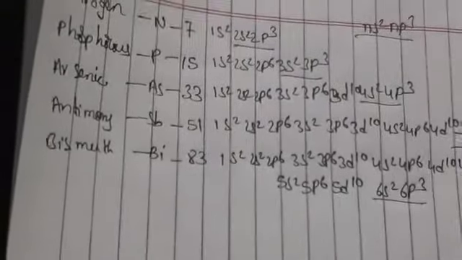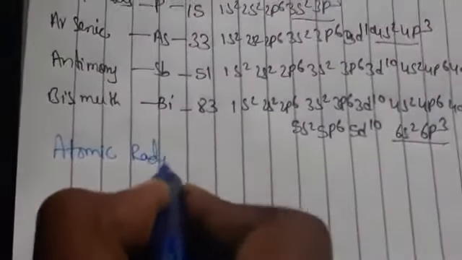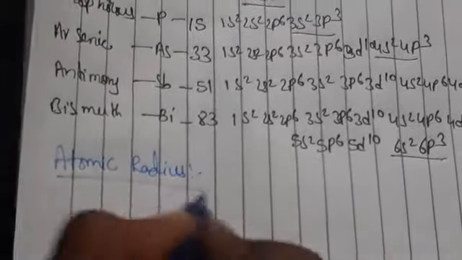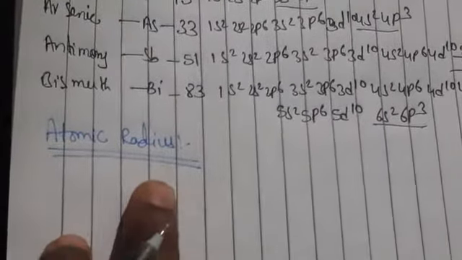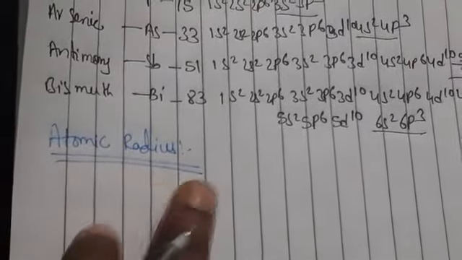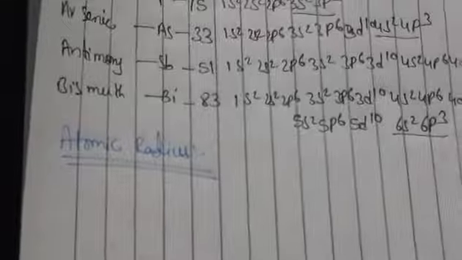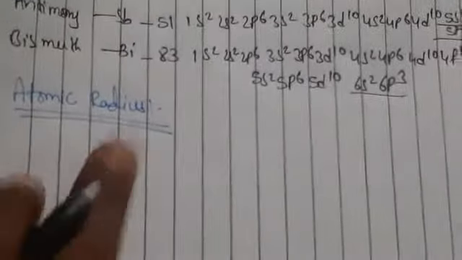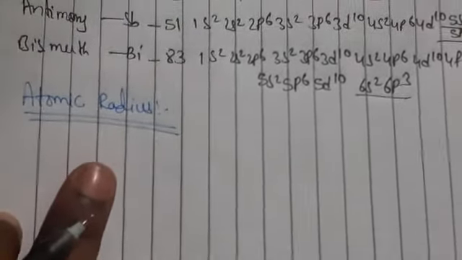Coming to atomic radius, one by one we can see the general properties. What is atomic radius? The distance from the nucleus to half of the atom, we call it atomic radius. Here the nitrogen family is smaller than the carbon family, we can say.